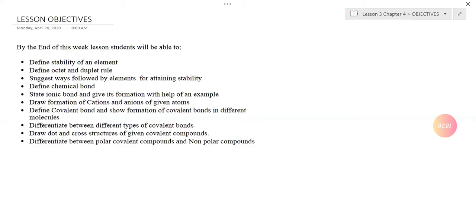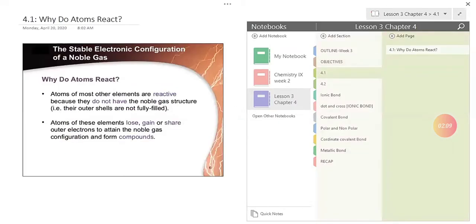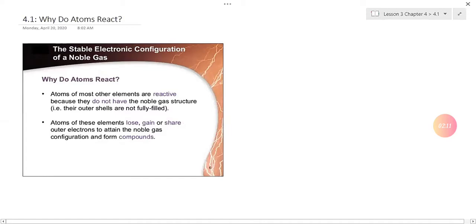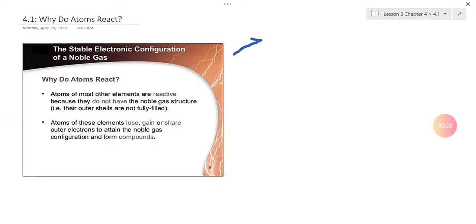Okay, let's move now to the next topic, that is 4.1. 4.1 is about why atoms react. Why is there a need for atoms to react? The need of atoms to react is basically to attain stable electronic configuration. Stable electronic configuration is just like that of noble gases.